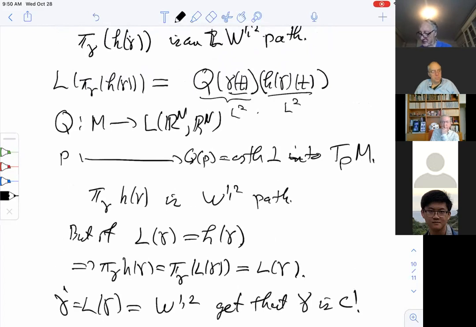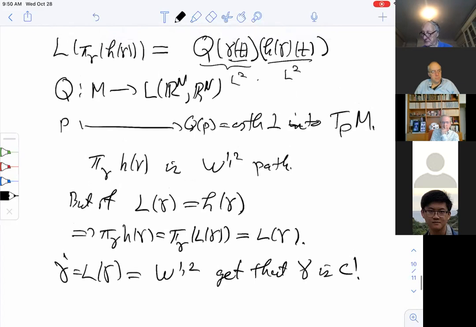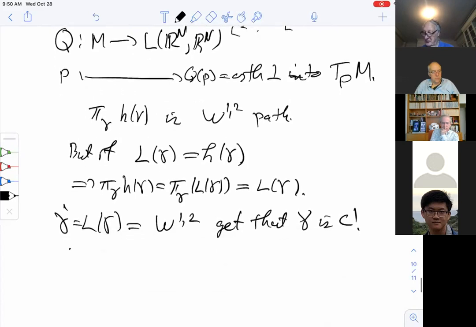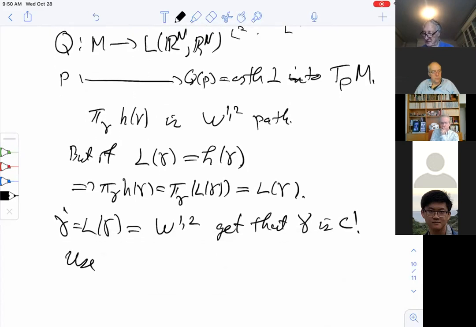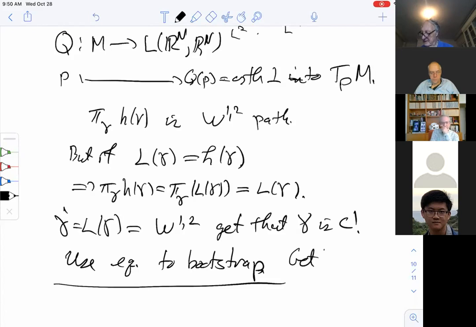So this is L of gamma. So we have the second, well, here's a formula. L of gamma, gamma dot now. Anyway, so now, and you can use this equation to bootstrap. Okay, and get gamma C infinity. All right.